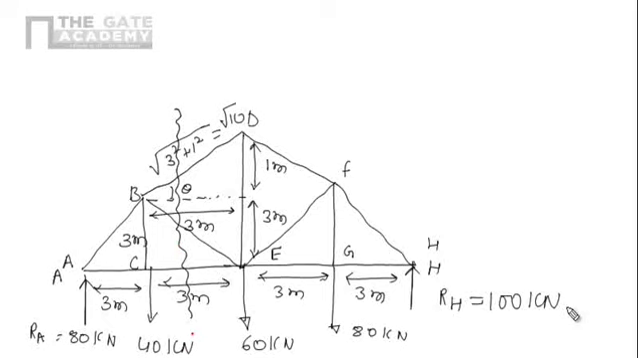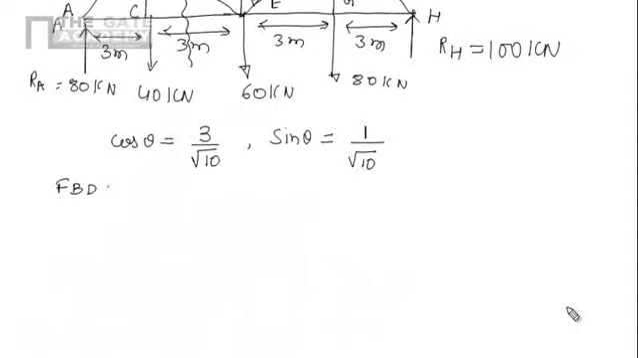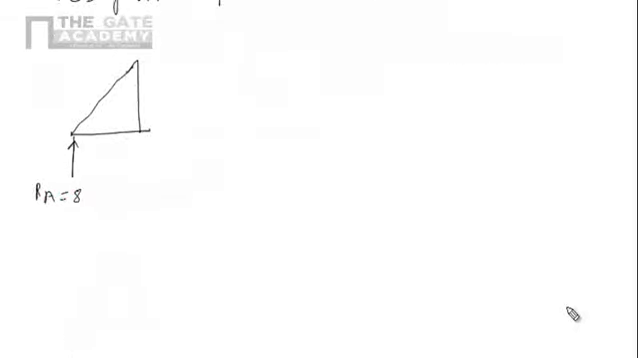Now we can draw the free body diagram of a smaller part. So now we are drawing free body diagram of a smaller part. So in free body diagram of a smaller part, we are having this thing here, that is RA equals to 80 kilonewton. Here we are having 40 kilonewton. This is the cut part here. This is also cut part, and this one is also.